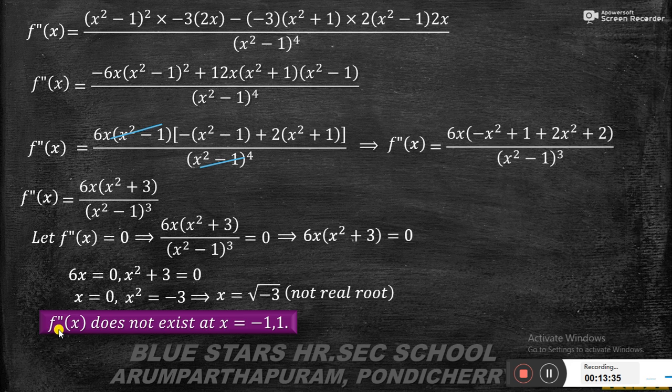So therefore f double dash of x does not exist at x equal to minus 1 and plus 1. You see, f double dash of x does not exist there, because the square root of minus 3 is root 3 i, which is an imaginary value. So f double dash of x does not exist at x equal to minus 1 and plus 1.